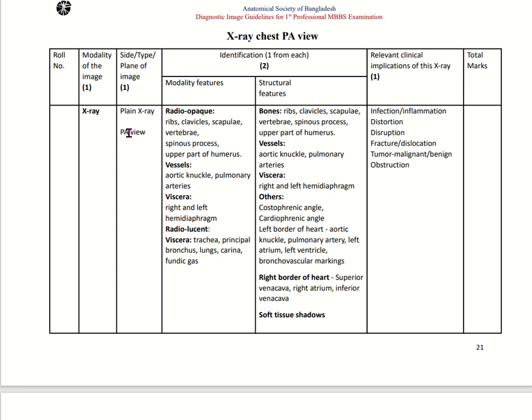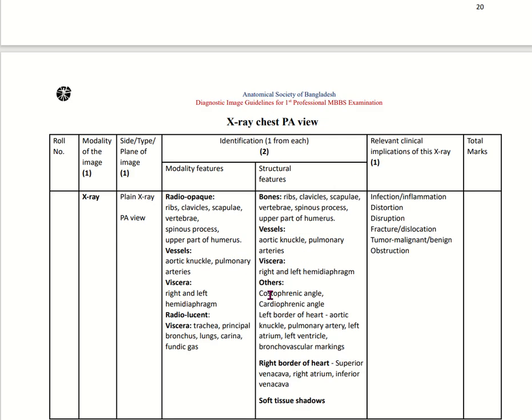So this is the complete description of a plain X-ray: chest, posterior anterior view. The modality of the image is X-ray, and you get one mark. And plain X-ray, that is, no contrast is used, so you have to mention this is a plain X-ray, and you have to mention the view, the posterior anterior view, so you get one mark.